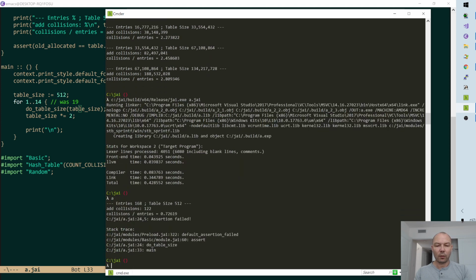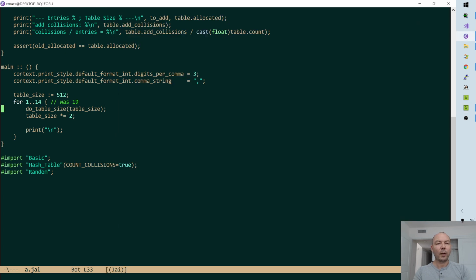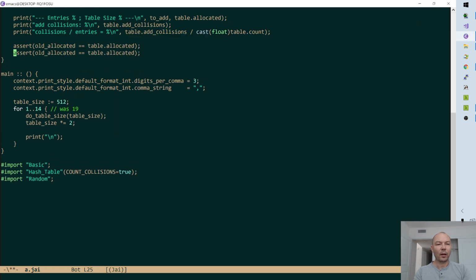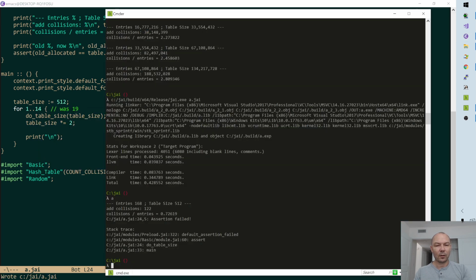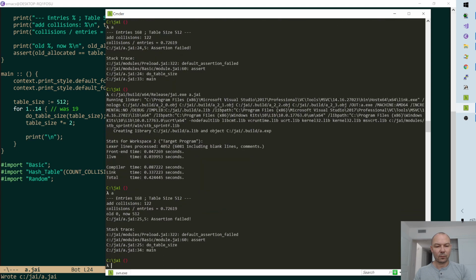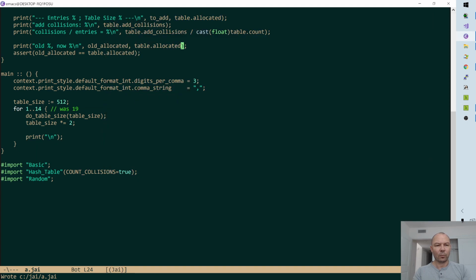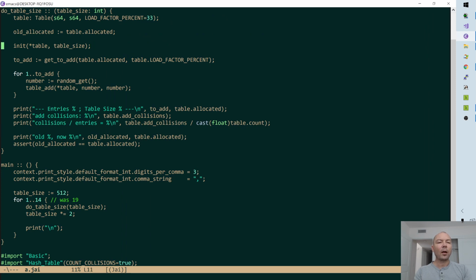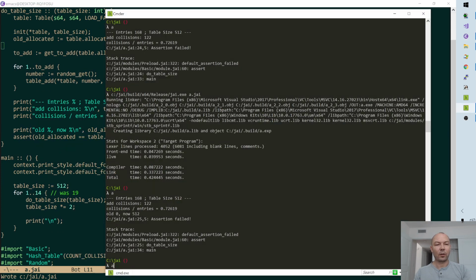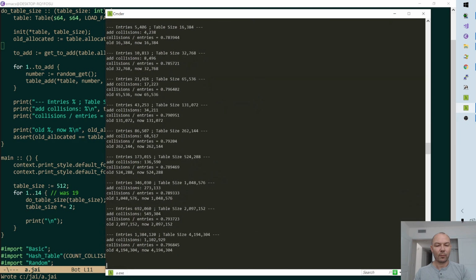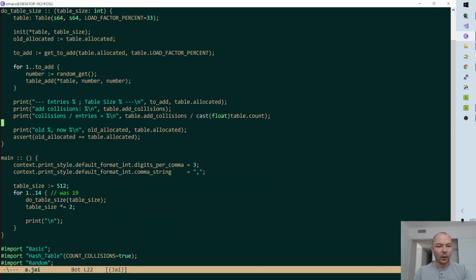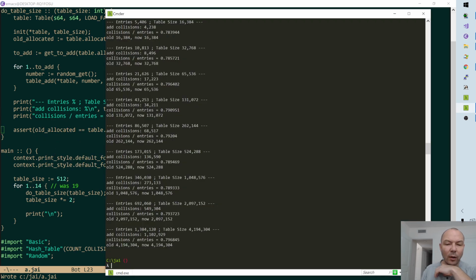Oh. Wait, what? What? Oh. See, yeah, there's nothing there till after you initialize the table, guys. Okay, great. So the table is not resizing.